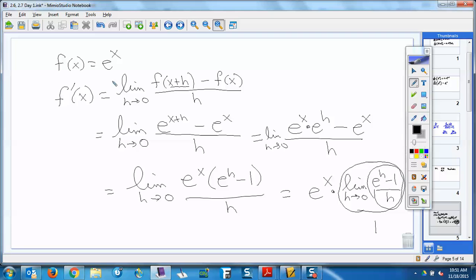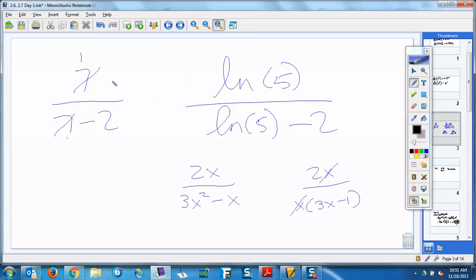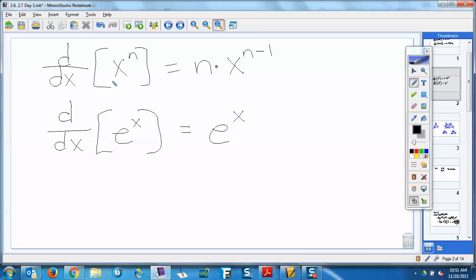Okay, so I would say it's kind of cool just to see that it works, but we're not going to do that with every single function because they just get too messy to do. Okay, anyway, back to our rules. Now, we're going to start adding some new ones that we haven't had yet.